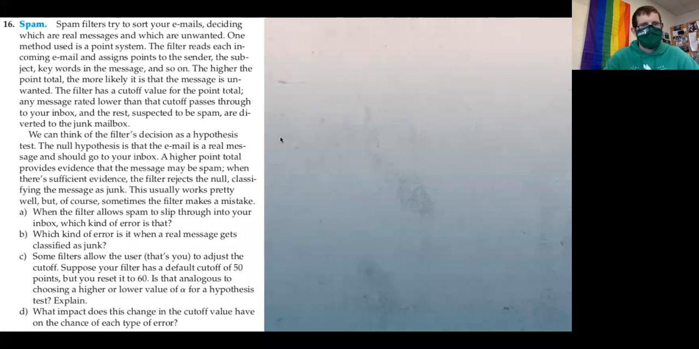Okay. This is an interesting concept right here. This goes into type 1 and type 2 errors. So I think it's worth it to spend a little time talking about this.